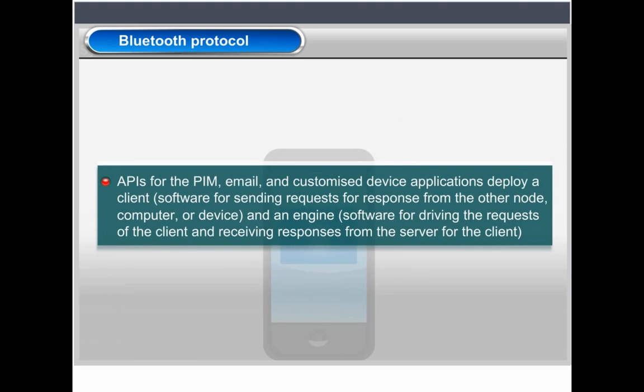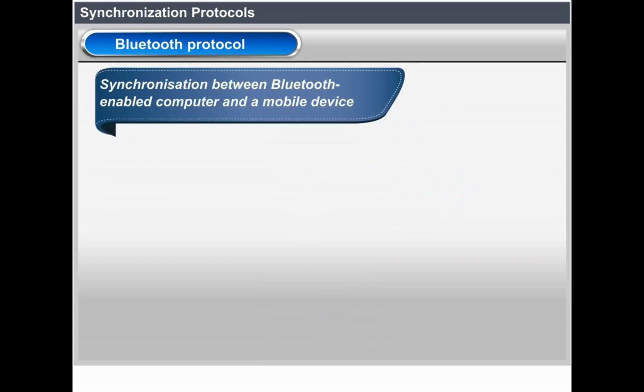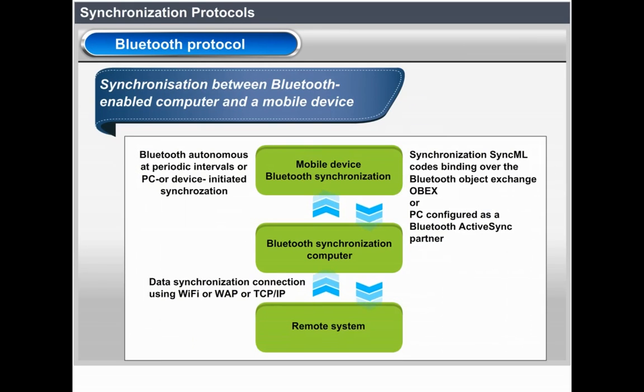APIs for the PIM, email, and customized device applications deploy a client, software for sending requests for a response from the other node, computer or device, and an engine, software for driving the requests of the client and receiving responses from the server for the client. The figure below shows synchronization between a Bluetooth-enabled computer and a mobile device.